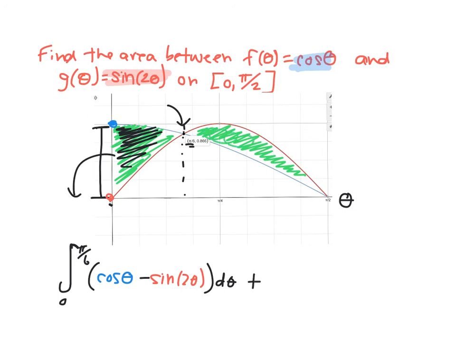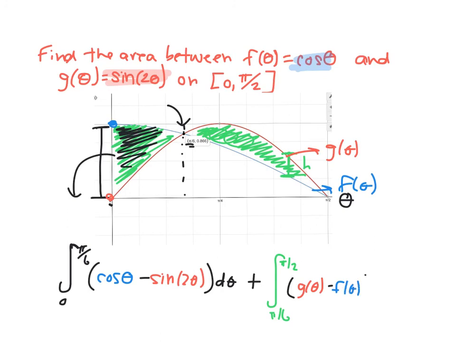Now there's more area, so I'm going to add something. Now we're going to look at this area here. That area, again, is an integral, but it starts at pi over 6 and ends at the end of our interval, pi over 2. Now the height of these rectangles is determined a little differently, because g of theta is on top in this case, and f of theta is on the bottom. So the height is calculated in a different order. I would take the height at g of theta and subtract the height at f of theta, and that would be the height of all those little rectangles.